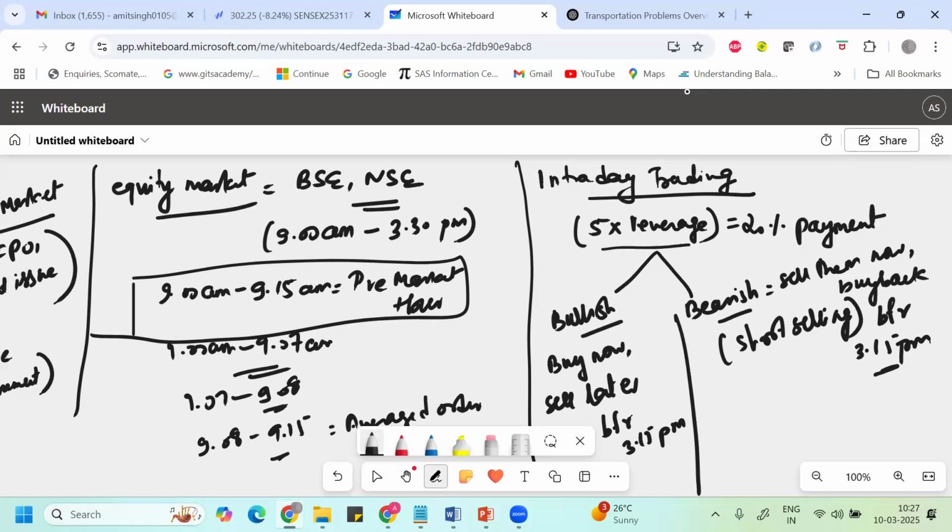So where we are getting leverage of 25x, it means we just need to pay 20% of the payment.